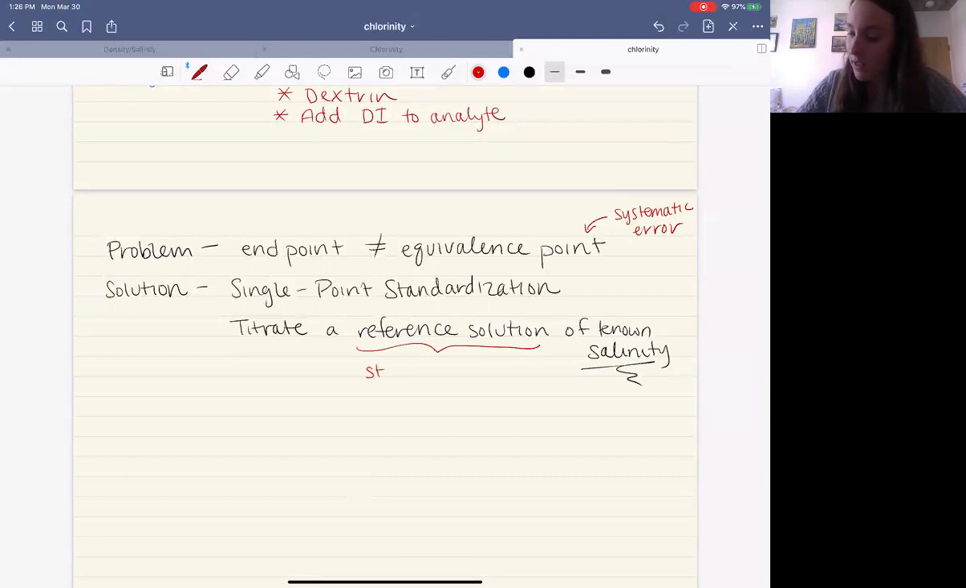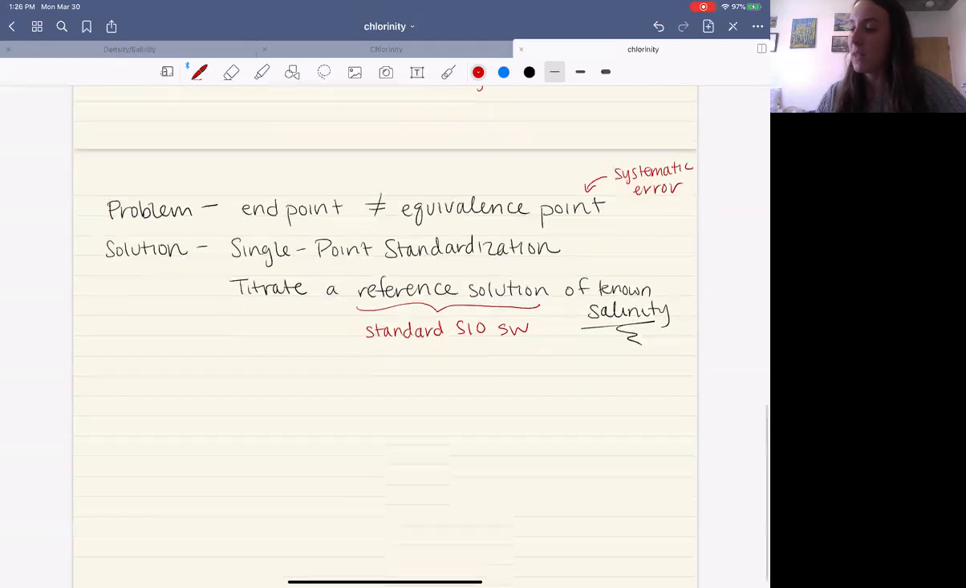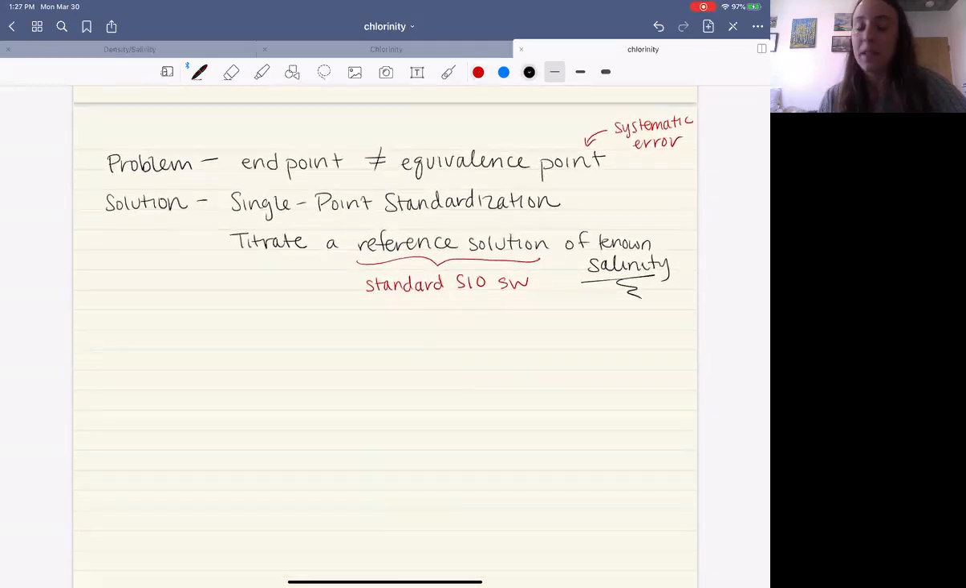So standard SIO seawater. Okay, but note, we know the salinity of this solution, so now we need to make some sort of relationship between salinity and chlorinity, right? So, map.